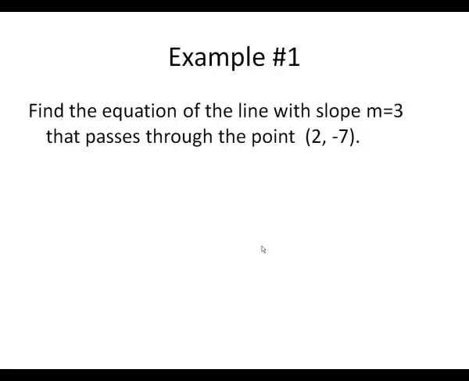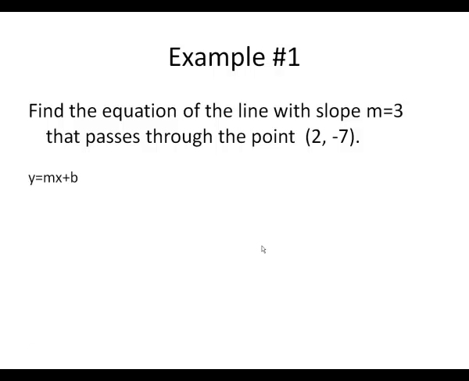So since there were 4 different ways that I had on the slope slide that we could be given slope, I've got 4 examples that correspond to each of them. In this first one, we want to find the equation of the line with a slope m equals 3 that passes through the point (2, negative 7). So in this example, we are given the slope is equal to 3.